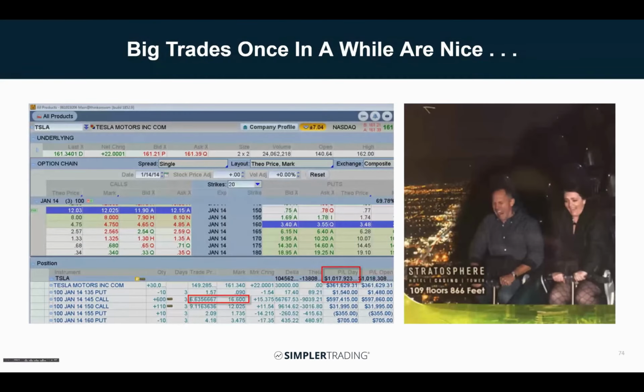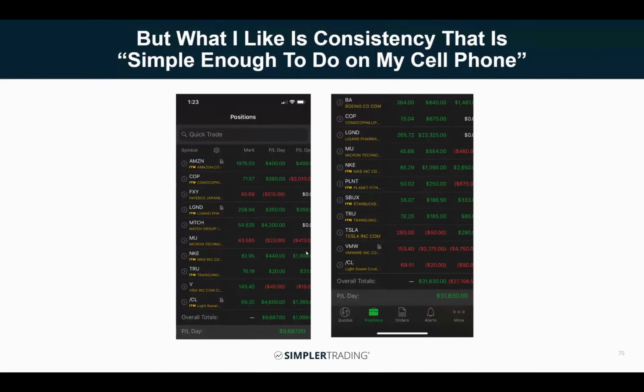If you guys were in our room, this is a while ago now in 2014, but I had a day trade where I made over $1 million in a day, and that's awesome. But that does take a lot of emotions as well. Like I didn't sleep that night. I sold half, and I didn't sleep that night very well. But I like something that's simple enough.